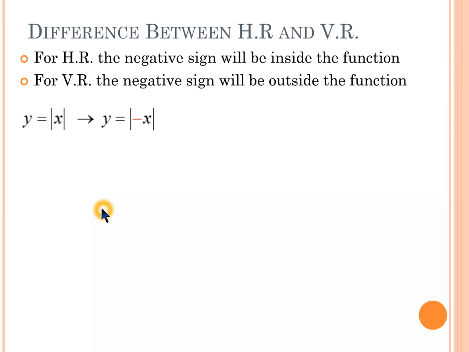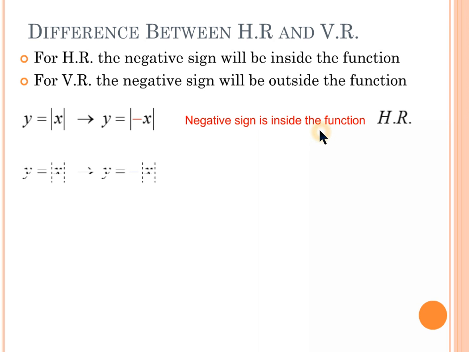So here's an example of a horizontal reflection. Notice that the negative sign is inside the two brackets right here. So this represents a horizontal reflection, because the negative sign is inside the function. Now, if I consider the same absolute value sign, if the negative sign is outside this function right here, then this would be a vertical reflection because the negative sign is outside the function.